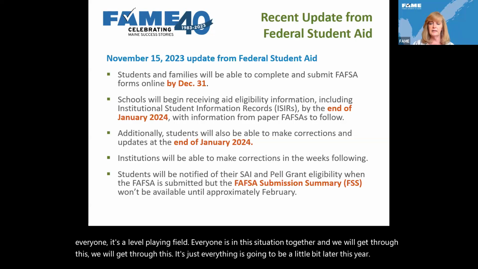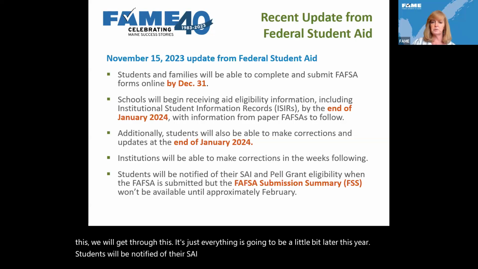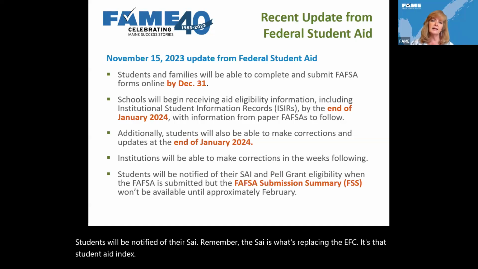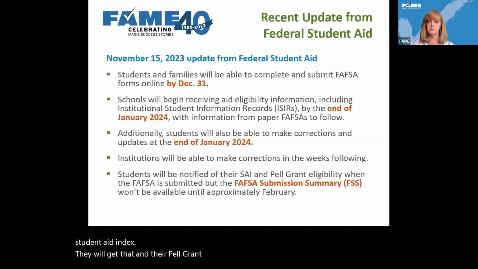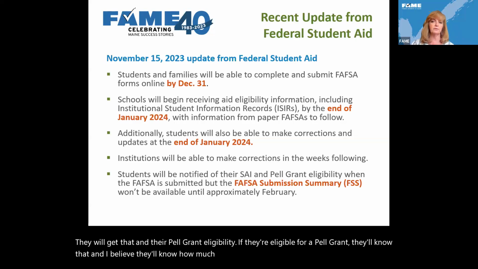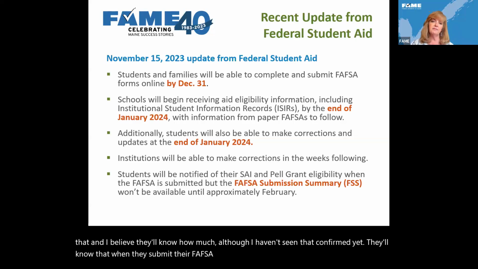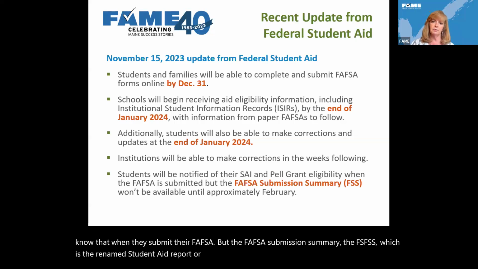Students will be notified of their SAI. Remember, the SAI is what's replacing the EFC. It's that Student Aid Index. They will get that in their Pell Grant eligibility. Like if they're eligible for a Pell Grant, they'll know that. And I believe they'll know how much, although I haven't seen that confirmed yet. They'll know that when they submit their FAFSA. But the FAFSA Submission Summary, the FSS, which is the renamed Student Aid Report, or SAR, won't be available until February, like either really late January, early February, somewhere in that.